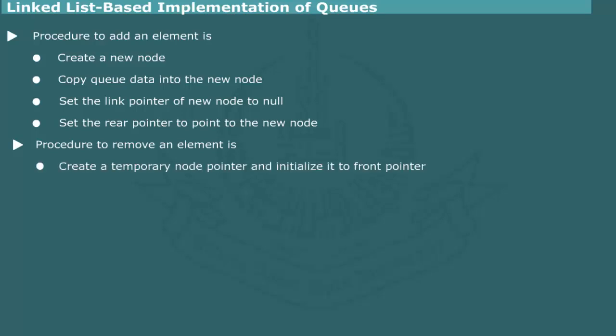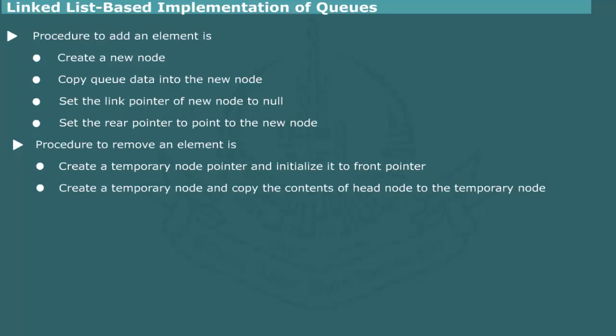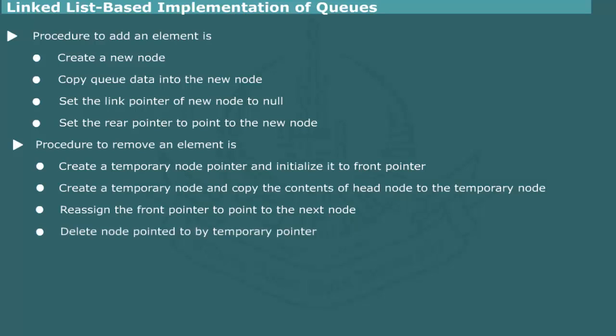Create a temporary node pointer and initialize it with front pointer. Create a temporary node and copy the contents of head node to the temporary node. Reassign the front pointer to point to the next node. Delete node pointed to by temporary pointer. Return the copied information.